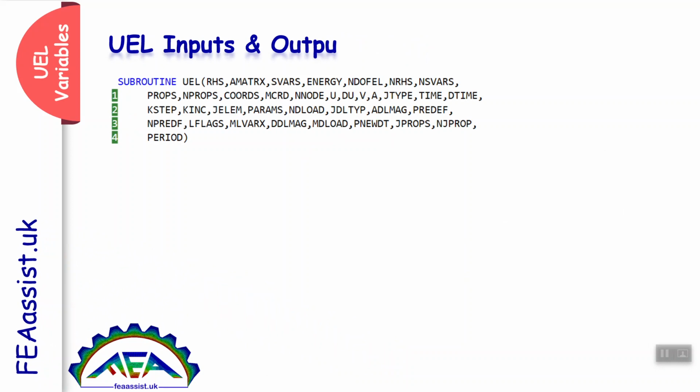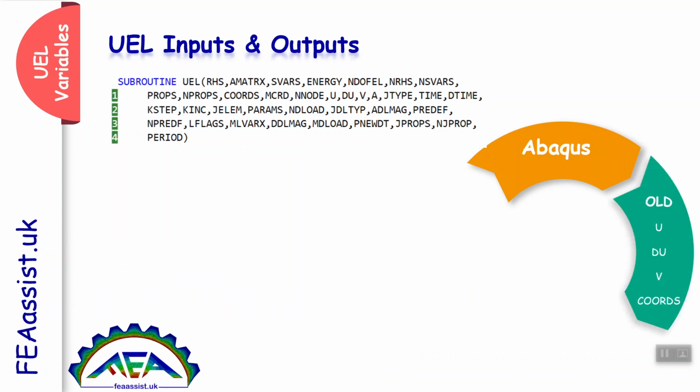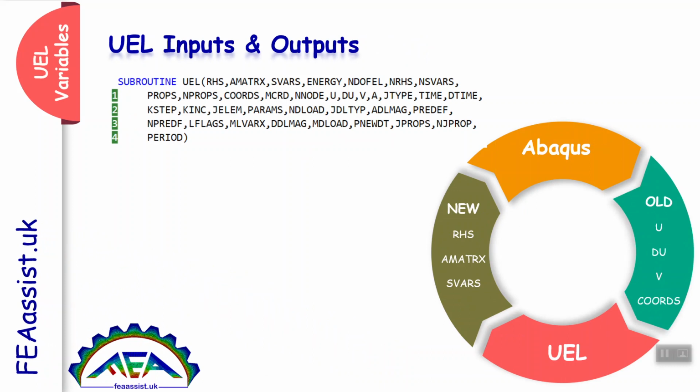UEL variables. UEL has some variables. Some of them are inputs. We need to get those inputs, process them, and export them as outputs to Abaqus. In other words, Abaqus computes some variables, which are the displacement of the points, the derivative of displacement of the points, the velocity of the points, coordinates and position of the points, and these variables. We need to get these variables and define the interpolation matrix, interpolation function, and the element's force matrix, variables, and return these new variables back to Abaqus.